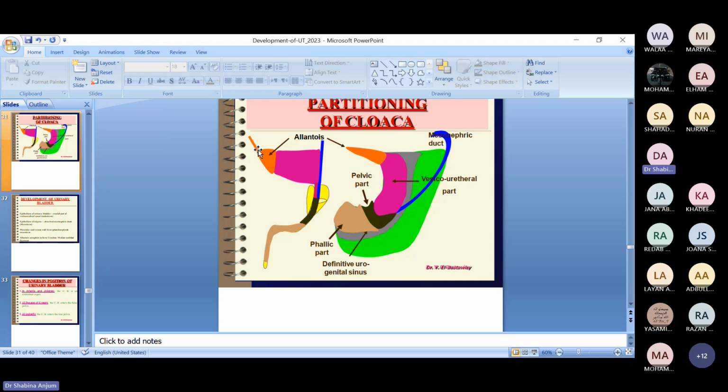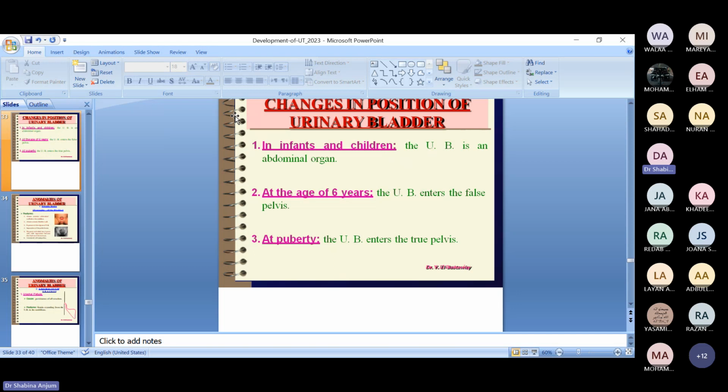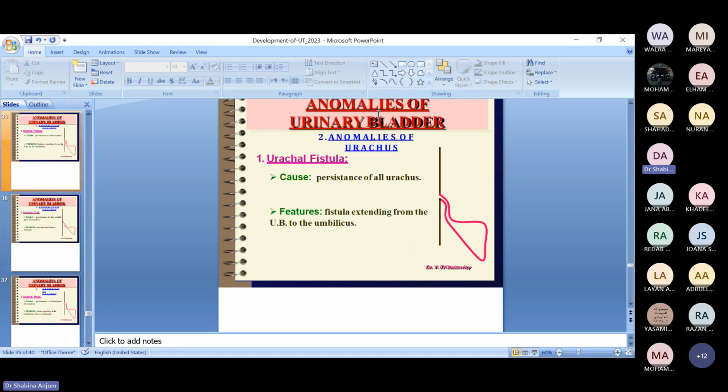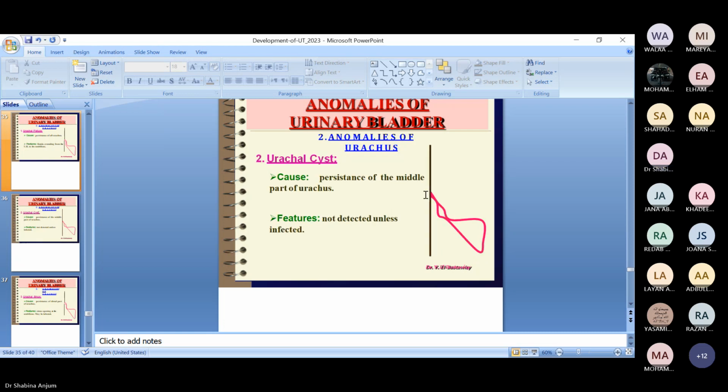Now you can imagine, if this does not disappear completely and does not become a cord-like structure, what will it lead to? It may be present like this, like open. This is the persistence of urachus. You can imagine if this is not like a thread, there will be an opening, or a fistula, from the urinary bladder to the umbilicus.